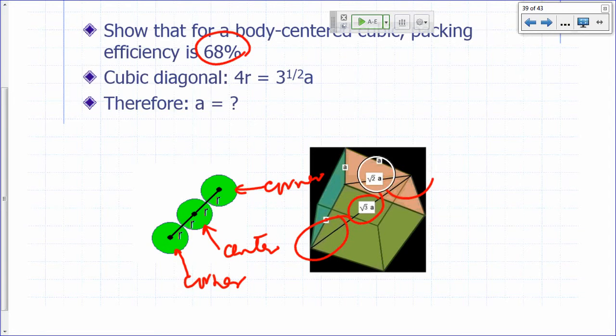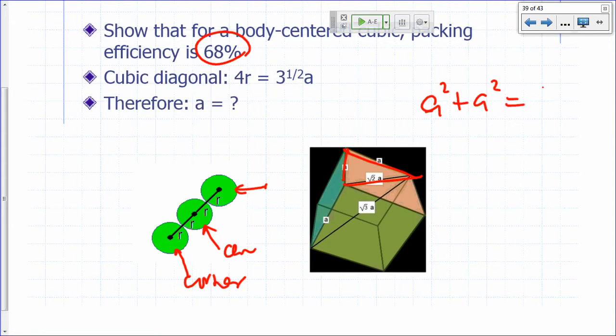okay? Using the Pythagorean theorem, if this side here is a and this side here is a, then a squared plus a squared gives you the hypotenuse squared. So a squared plus a squared equals what? The length of this diagonal is going to be 2a squared. So this thing right here is the square root of 2 times a. A squared plus a squared is equal to 2a squared.